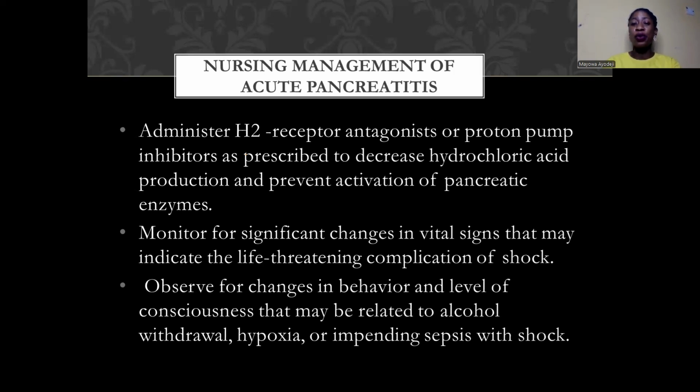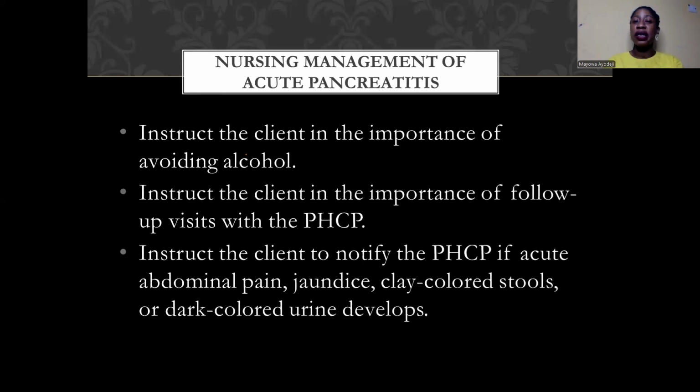These patients are also prone to shock. So you want to monitor their respiration and their pulse rate. You want to monitor their blood pressure. Once the blood pressure begins to get low and the patient begins to have hypotension, then you start suspecting. The heart rate goes up, the pulse rate goes up, then you start suspecting shock. Then observe for changes in behavior and level of consciousness that may be related to alcohol withdrawal, hypoxia, or impending sepsis with shock. Then instruct the client in the importance of avoiding alcohol. You have to educate this patient.